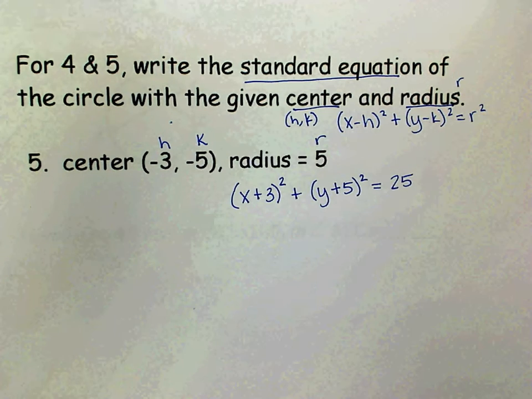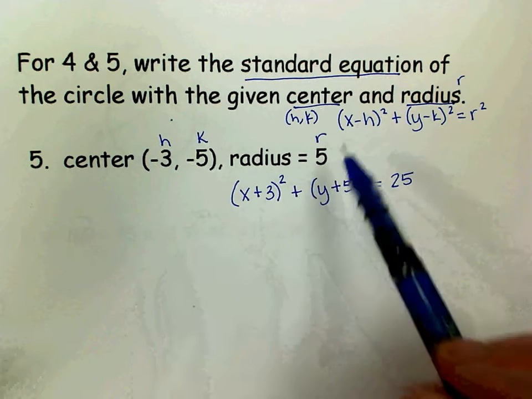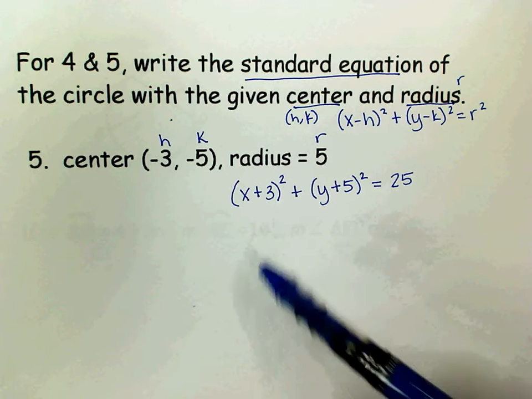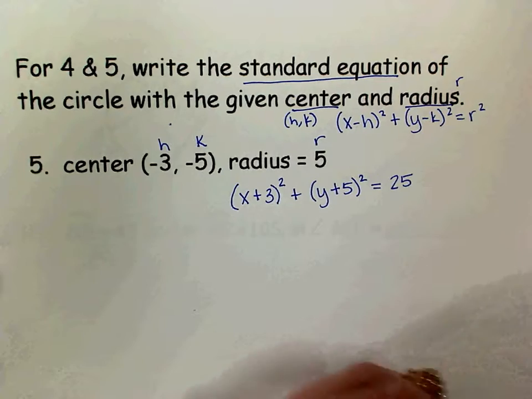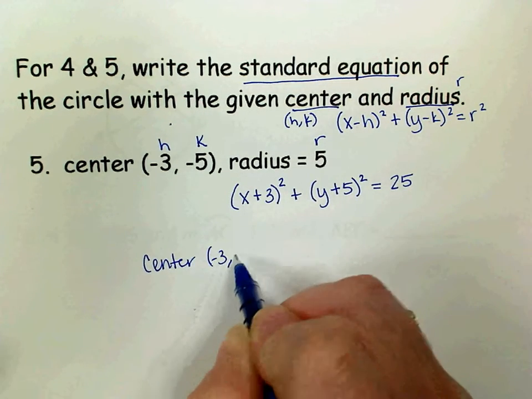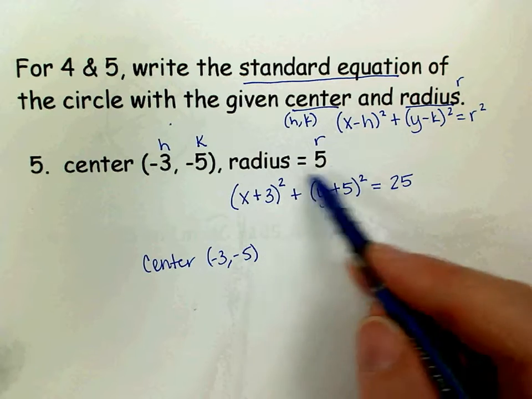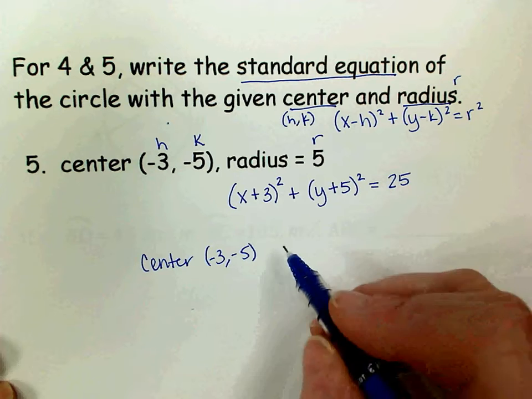I wanted to do an extra problem here to help you on a question on your test. It's similar to problems number 4 and 5 on your study guide, except you're going to be given different information. So if I gave you the center point again as -3, -5, but I didn't give you the radius as 5, instead I gave you another point on the circle.